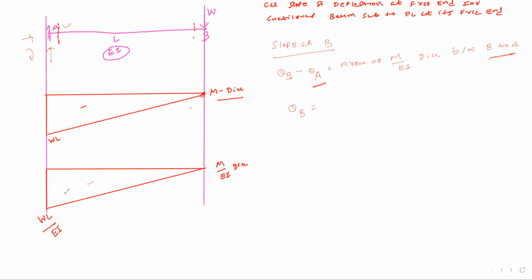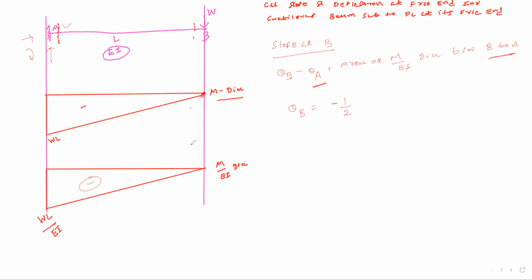તમને M by EI diagram area કેવો દેખાય છે? Write down in chat box. Yes, minus is fine. Chalo, area is negative. Shape is chalo, area negative as per bending moment sign convention. Okay. And shape કેવો છે? What is the shape of the area? Triangle. So triangle area સુત્તા આવડે?